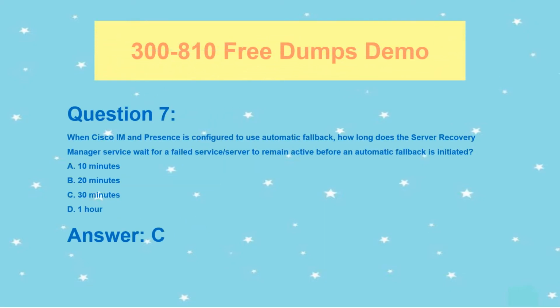Question 7. When Cisco IM and Presence is configured to use automatic fallback, how long does the Server Recovery Manager service wait for a failed service server to remain active before an automatic fallback is initiated? A. 10 minutes. B. 20 minutes. C. 30 minutes. D. 1 hour. Answer: C.